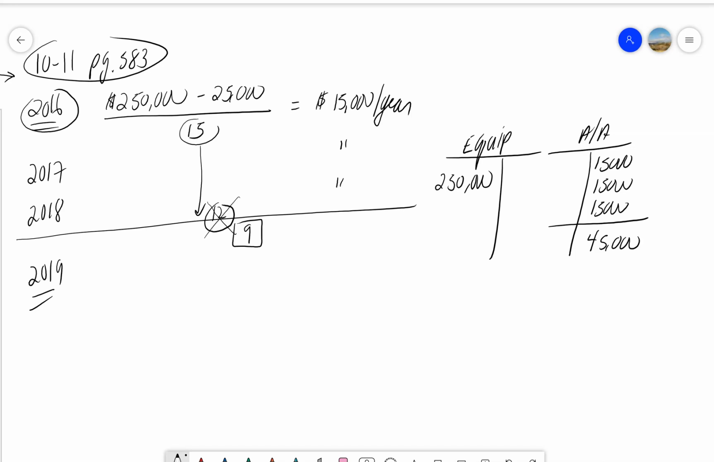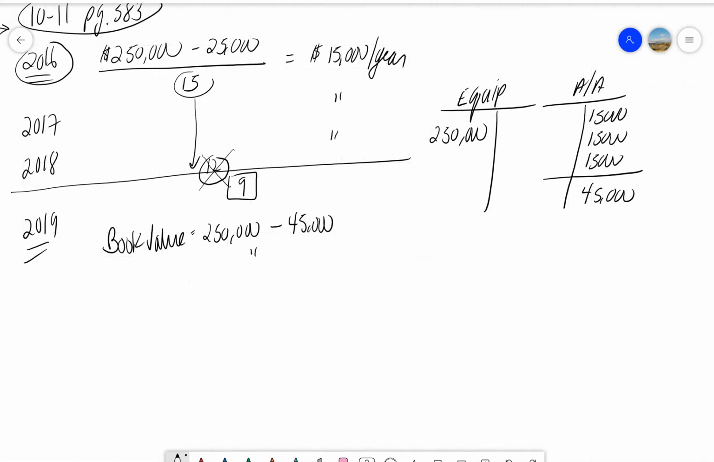So what we do then is we have to revise the amortization expense. What we're going to do is figure out what is the book value. What's the book value or the carrying value at the beginning of 2019? Well, that's the $250,000 minus the accumulated amortization of $45,000. So at the beginning of 2019, the book value or carrying amount is $205,000.